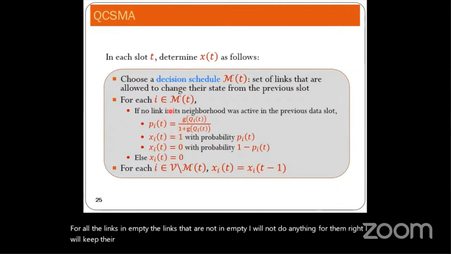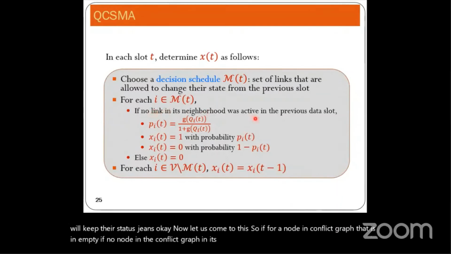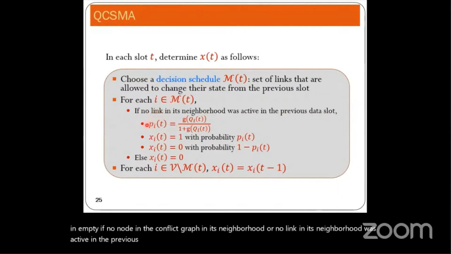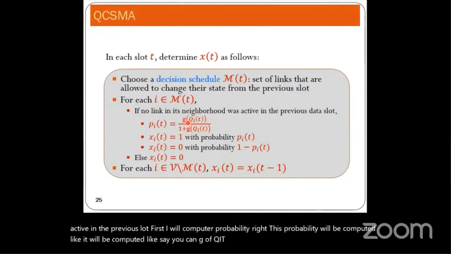Okay, now let us come to this. If a node in the conflict graph that is in M(t) has no link in its neighborhood that was active in the previous slot, first I will compute a probability. This probability will be computed like this: g(q_i(t)) divided by 1 plus g(q_i(t)). Here g is an increasing function of queue length.